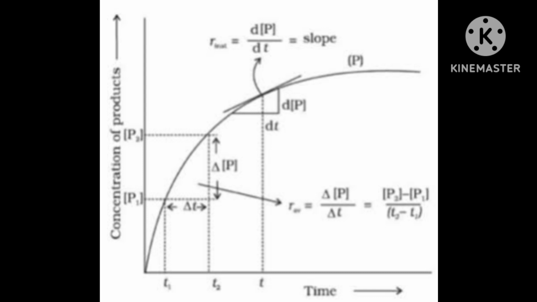The graph is very, very important. You can draw a graph of concentration versus time. Take time on the x-axis and the concentration of the reactant on the y-axis, perpendicular, vertical. Then concentration of reactant versus time.